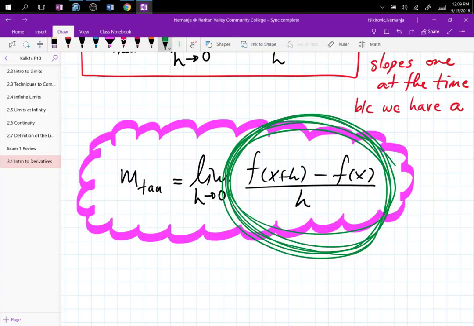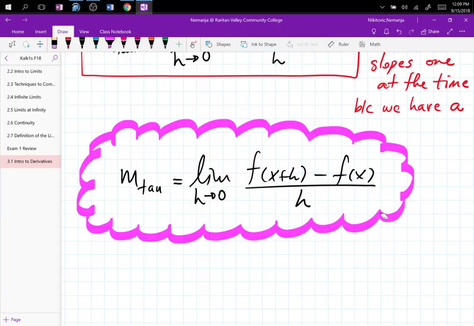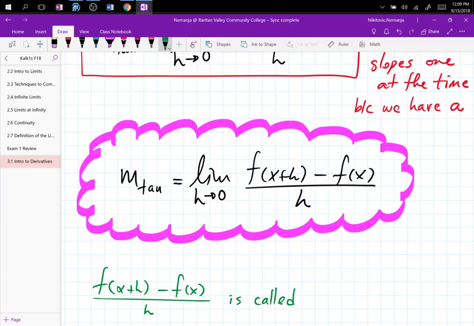It has a name. And in pre-calculus you were told, calculate this. This part, f of x plus h minus f of x divided by h, is called the difference quotient.